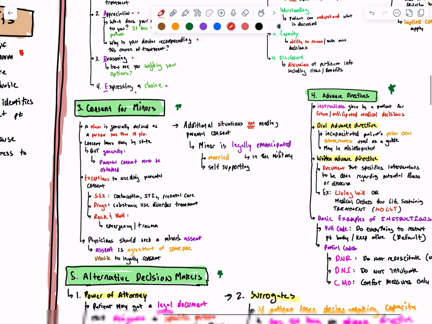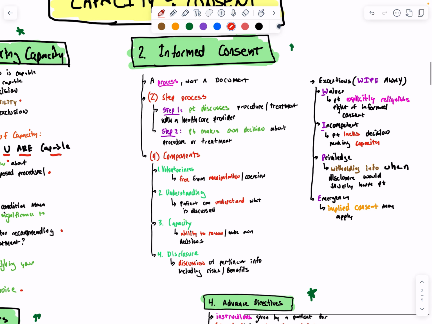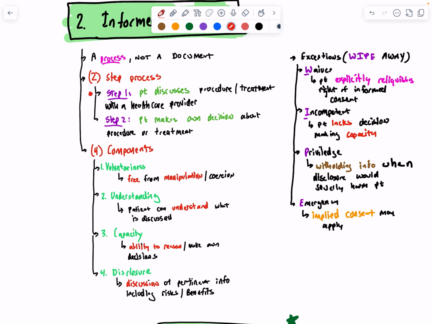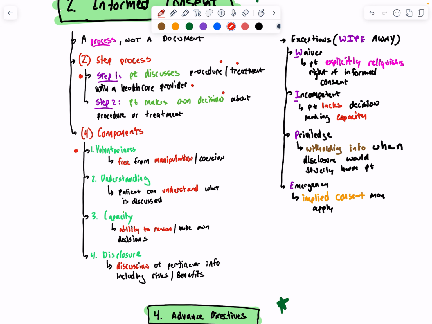All right, next one is informed consent. So informed consent is a process, not a document. It's a 2-step process. This is pretty straightforward. First step is just the patient discusses the procedure or treatment with a healthcare provider. Second step is patient makes their own decision about the procedure or treatment. And then 4 components of informed consent: voluntariness. The consent is free from manipulation or coercion.